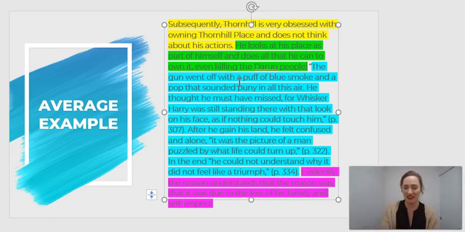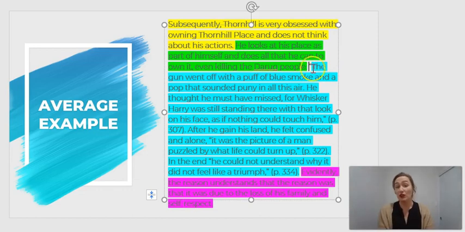And this is my favorite thing that students often do. "The gun went off with a puff of blue smoke and a pop that sounded puny in all this air. He thought he must have missed, for Whisker Harry was still standing there with that look on his face, as if nothing could touch him." Beautifully referenced, beautifully inverted commas, and that's it. I just have a random quote put in because it sounded good. Because here I talked about killing the Darug people, so I thought it'd be good to put in a quote about someone killing a Darug person.